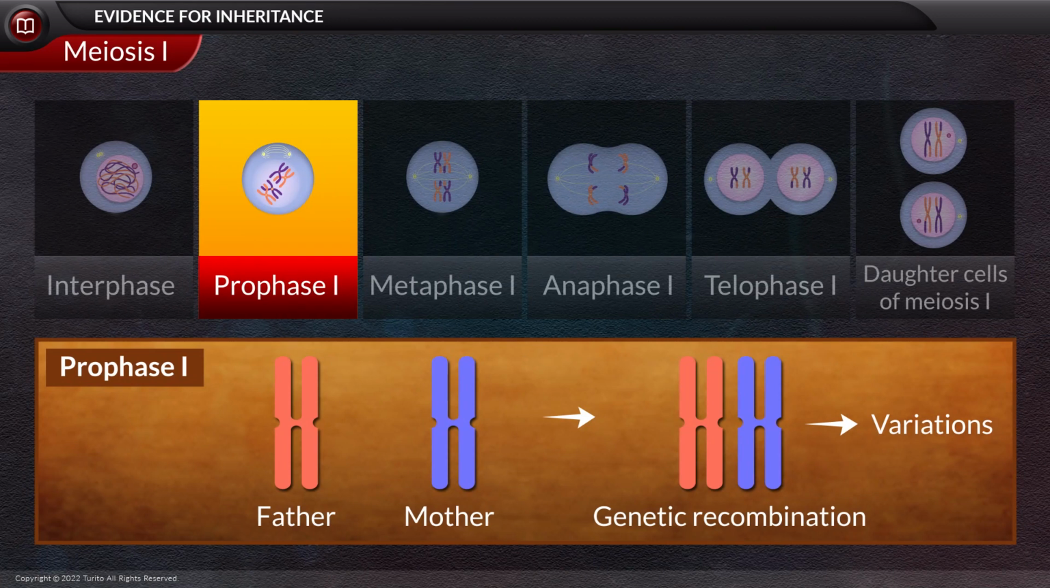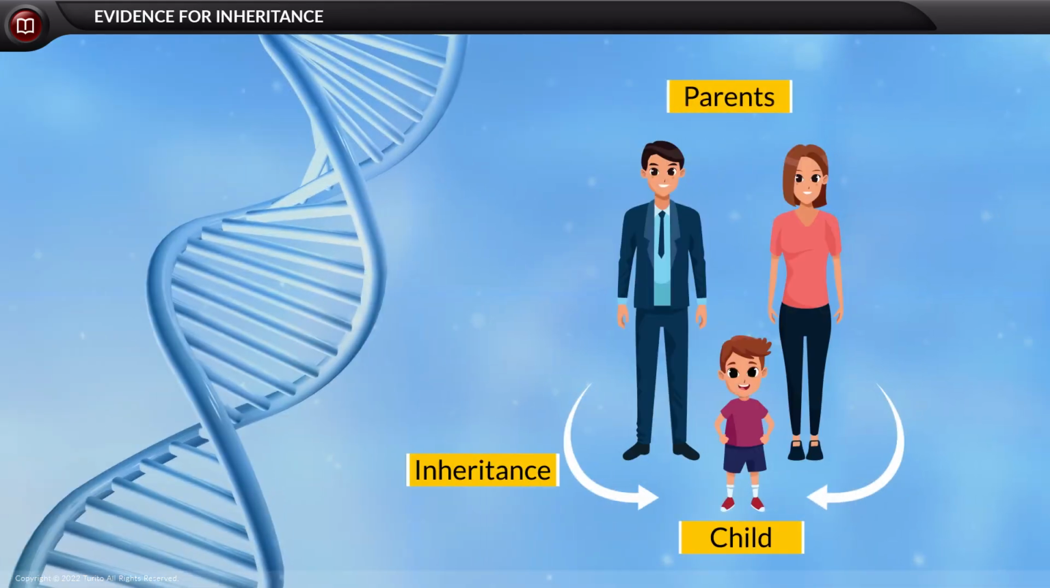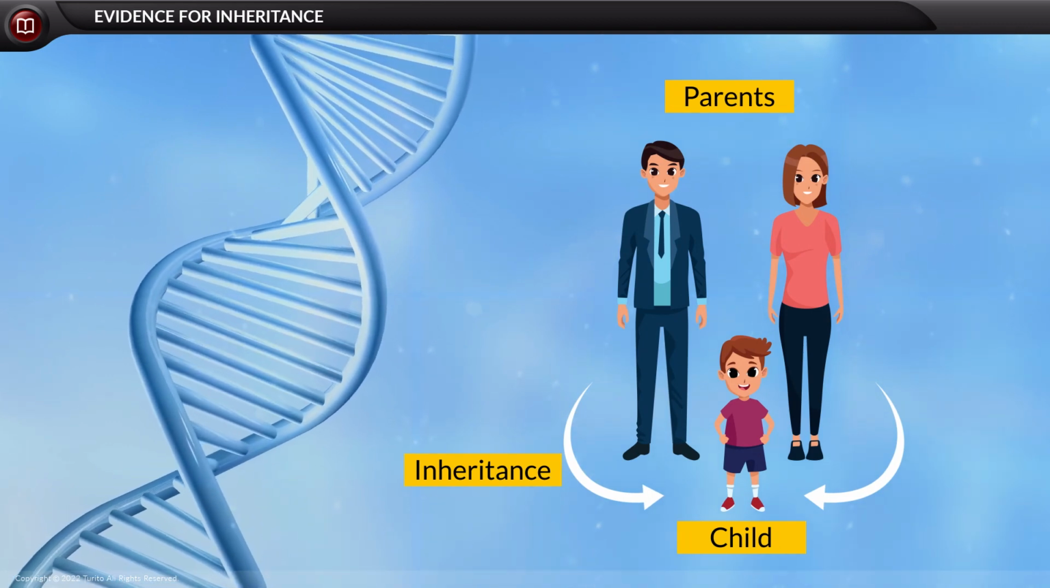Among these, prophase I of meiosis I is significant as it involves crossing over, leading to genetic recombination. Genetic recombination creates variations that are essential for the improvement of genotypes. These are the highlights of heredity or inheritance.